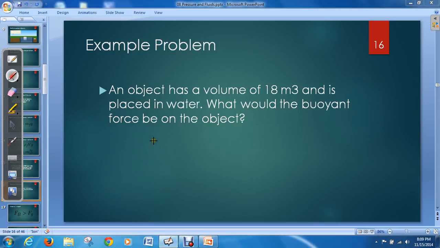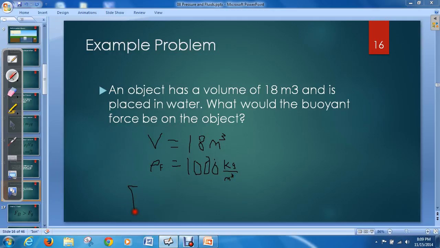Okay. So in this case, they do give us the volume, right? That's easier to measure. So it's 18 cubic meters. Okay, and it says it's placed in water. And so we know the density of water, okay? The density of our fluid is going to be 1,000 kilograms per cubic meter, okay?